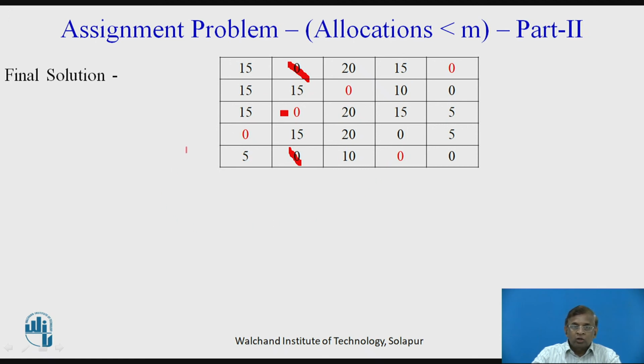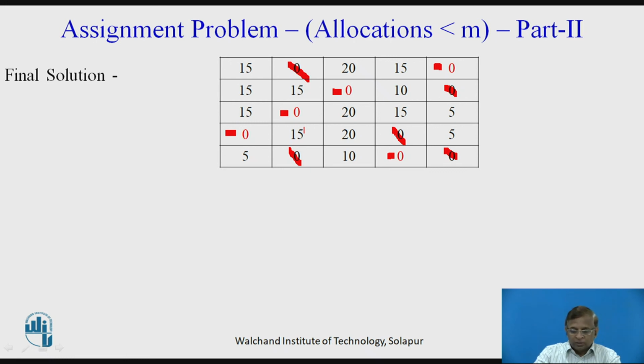Coming to the columns, the first column has a single 0, so we allocate this 0. This is an allocation in the column, hence the additional 0 in the row we cancel out. The second column already has an allocation. In the third column we get a single 0 here. The additional 0 in that row we cross out. That is the basic requirement. In the fourth column we have a single 0 there at the bottom. The additional 0 we cross out. And in the fifth column, the single 0 left out, we get this allocation.